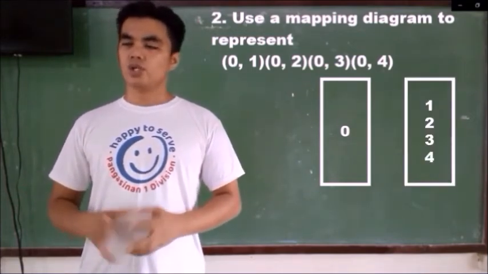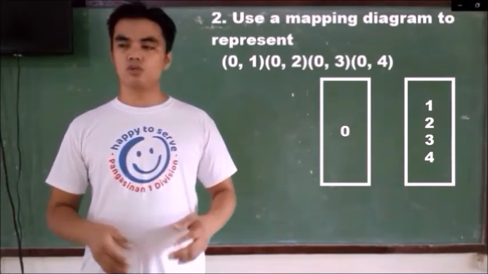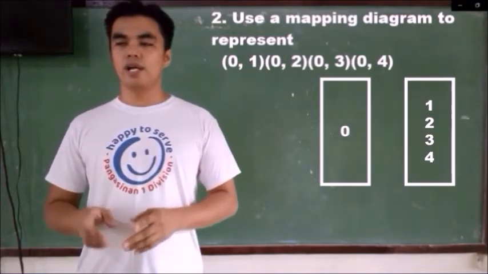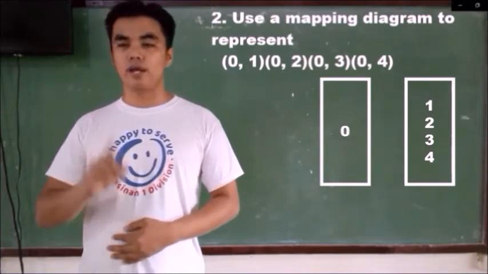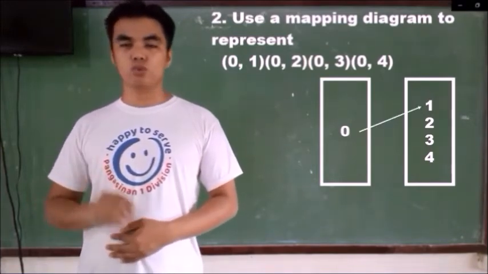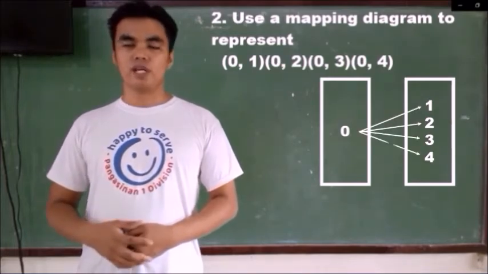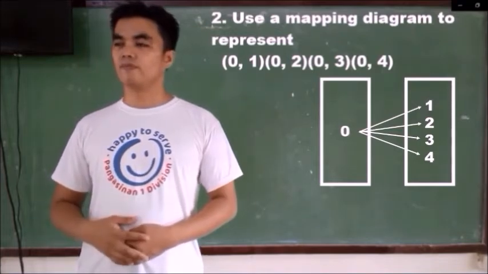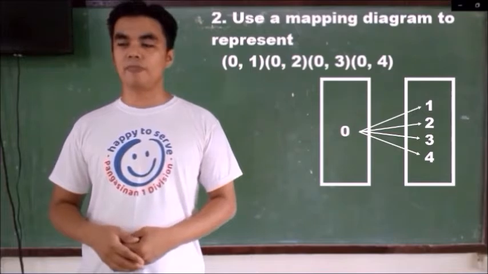Very good. So how can we represent this using mapping diagram? So isusulat natin dyan, 0, 1, 2, 3, and 4. And then, yung 0, ang partner niya una is 1. Pangalawa is 2. Pangatlo is 3. Pangatlo is 4. Ilan ang partner ng 0? Yes, very good. 4. 4 ang naging partner niya.